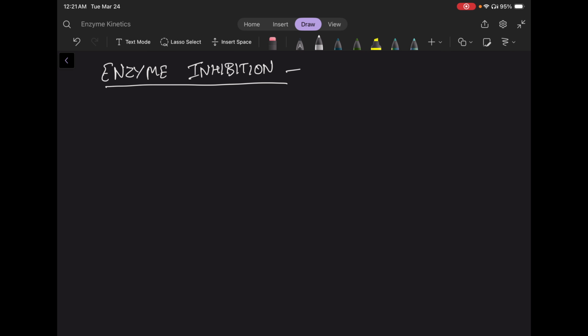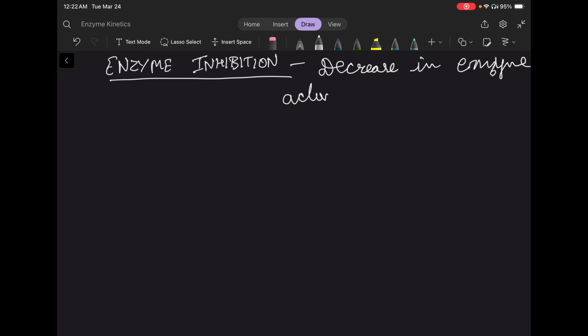Let's talk about enzyme inhibition. What is enzyme inhibition? Enzyme inhibition means a decrease in enzyme activity due to the presence of an inhibitor.